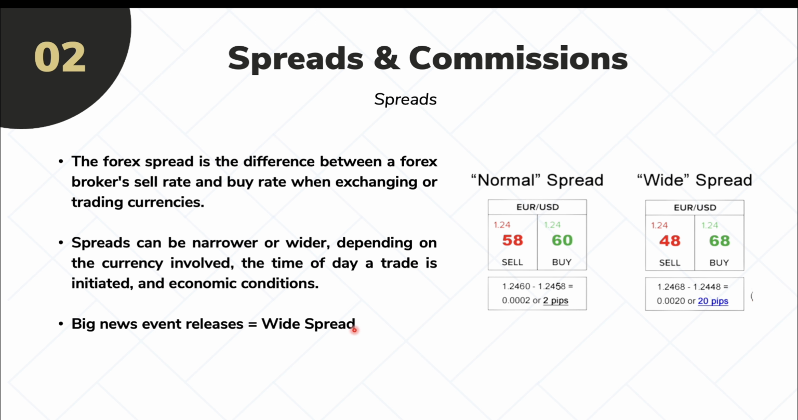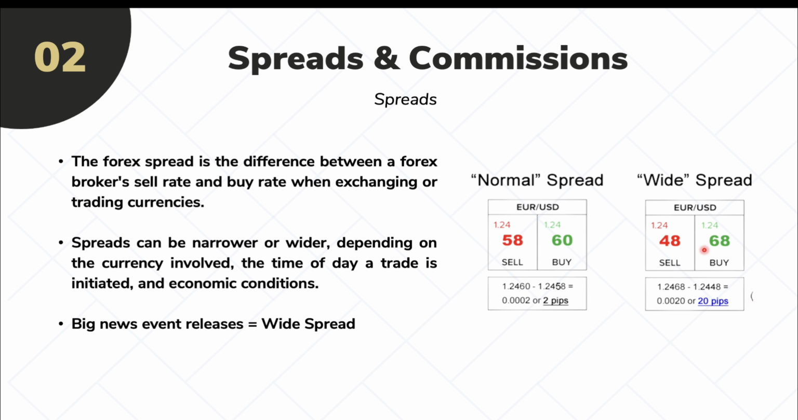And how does that practically look like? Your normal spreads, for example, Euro US dollar, the sell price is 124.58. Sell, the buy price is 124.60. There's a difference of 2 pips between the buy and the sell. So you have a 2 pip spread. That is normal. Like between 1 to 4-ish spread is kind of usual, kind of normal for your US dollar.